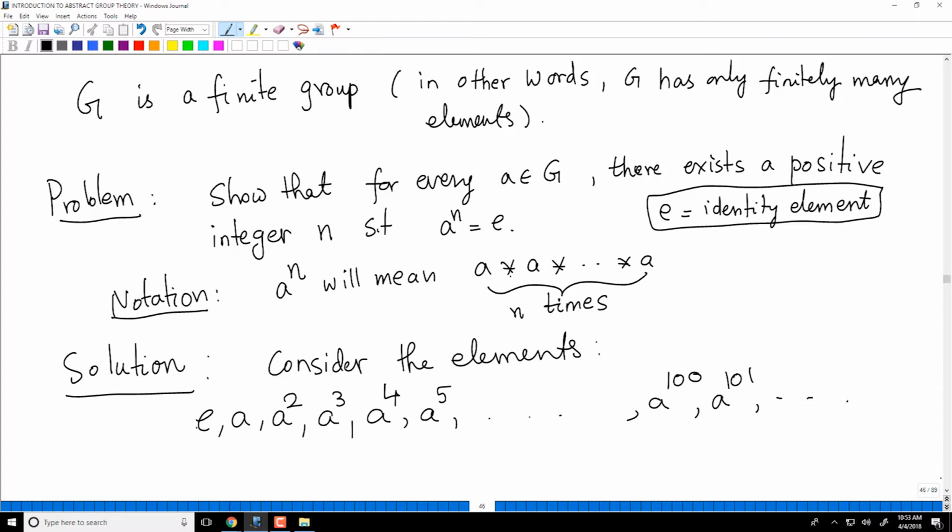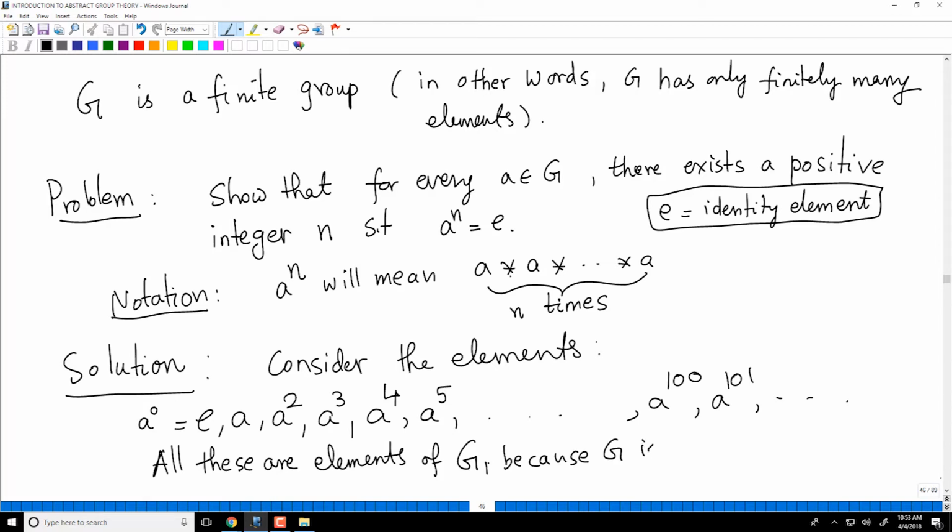I am starting with identity, which you can think of as a power 0 always, that is again notation. a power 1 is just a. a squared means a star a, then a star a star a, a star a star a star a star a, 5 times, 100 times, 101 times. Now, where are these elements living? All these are elements of G.